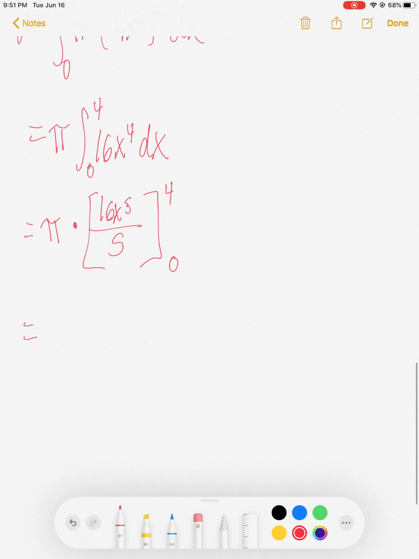That's kind of messy, plugging in x equals 0, or plugging in x equals 4. Then you're going to get 16 times 4 to the 5th, and 16 is 4 squared, so really that numerator is just 4 to the 7th. But I went ahead and worked this out ahead of time today. Look at me being proactive, and this comes out to 16,384 pi over 5.